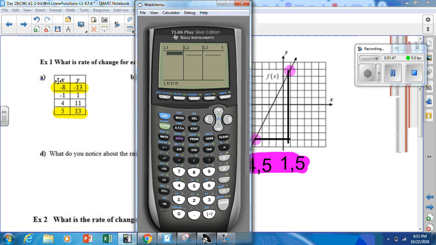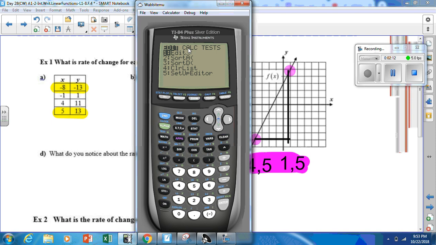The first value I see is -8. I plug it in, I hit enter. I plug in 5, I hit enter. I now plug in -13. Enter. Finally, 13. Enter. All right, I go back to stat.